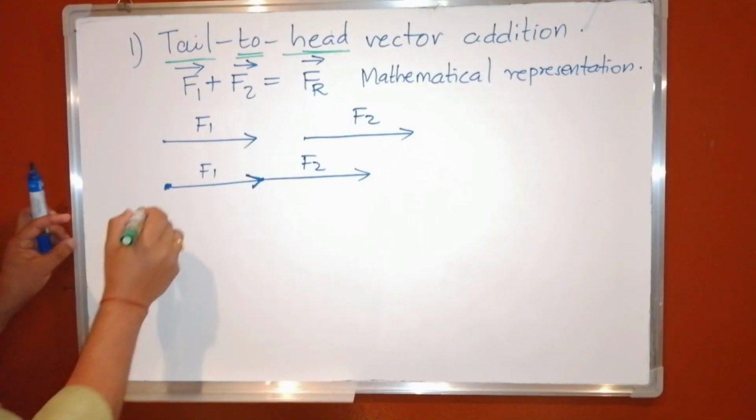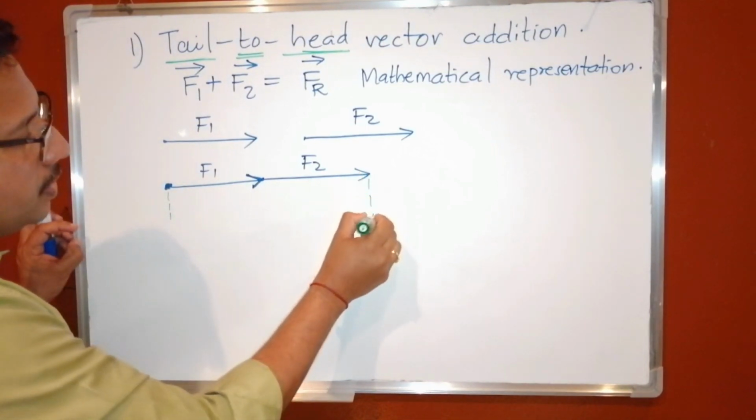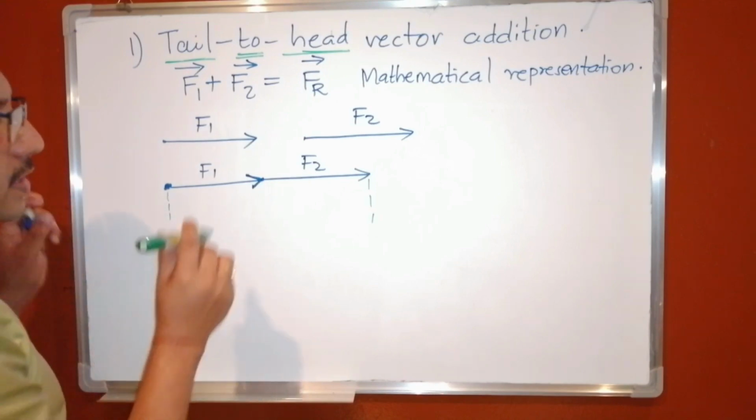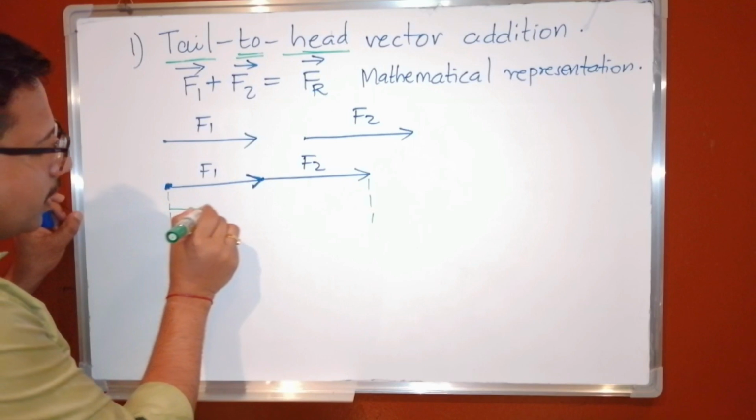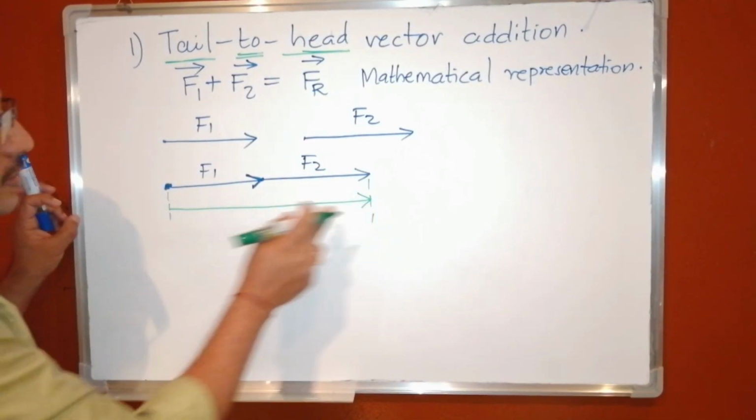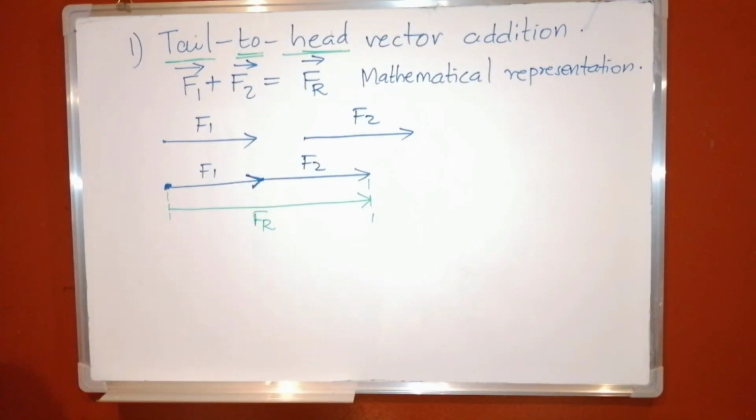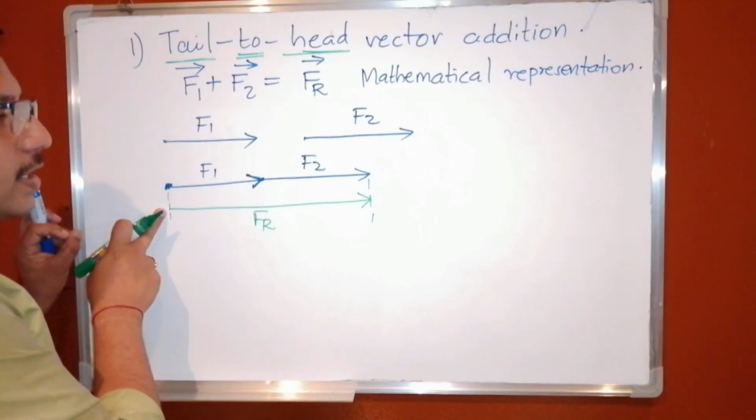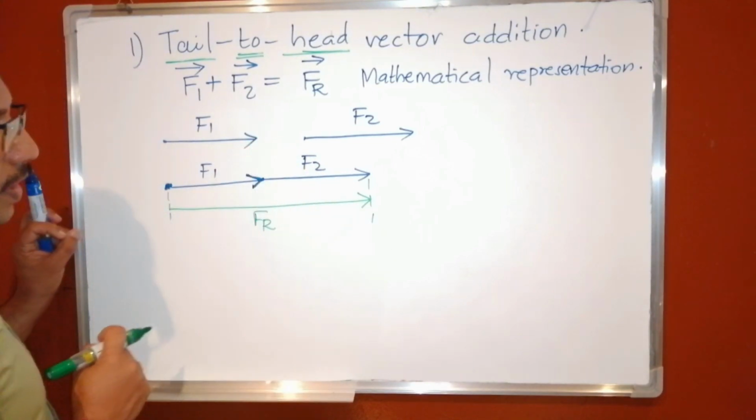And what's the resultant vector of this? The resultant vector of tail to head vector addition is a single vector drawn from the tail of the first vector to the head of the second vector. That's the resultant vector.